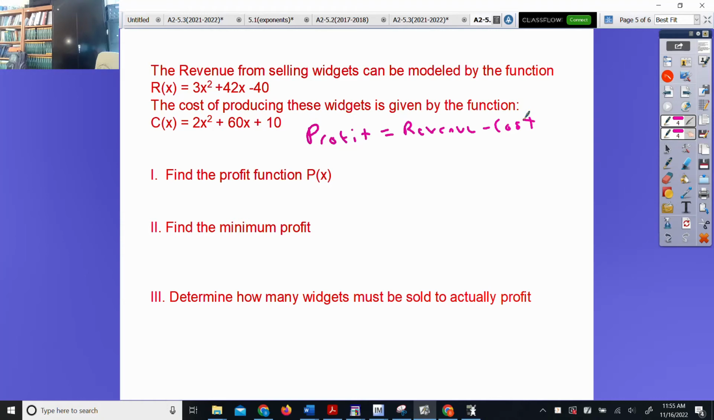So my profit function P of x would be found by taking R of x take away C of x. Profit as a function of x is revenue as a function of x, take away cost as a function of x. And then just substitute in and see what you get.